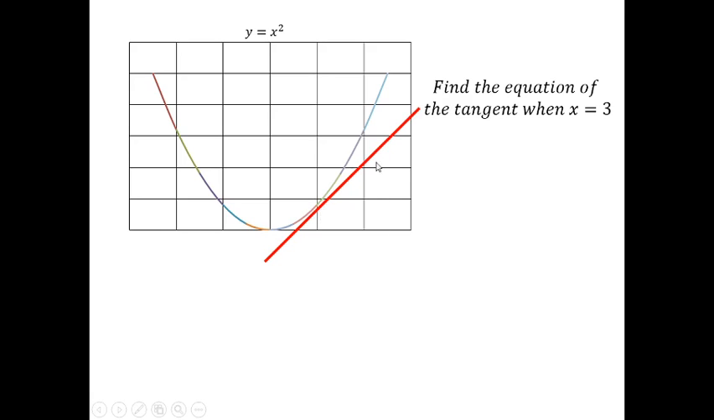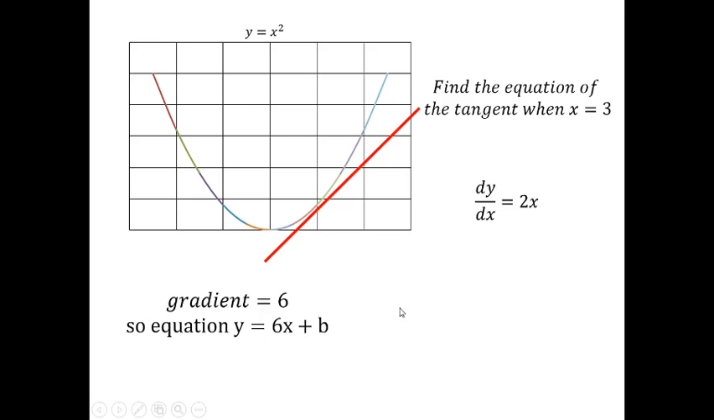So here, because it has the same gradient, we can work out the gradient of this x squared graph. We know it's 2x. We know that when x equals 3, the gradient is 6. And so this equation, because it's a straight line, has a gradient 6. So it's of this form. So all I need to do now is work out b.